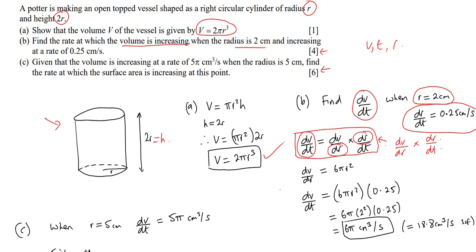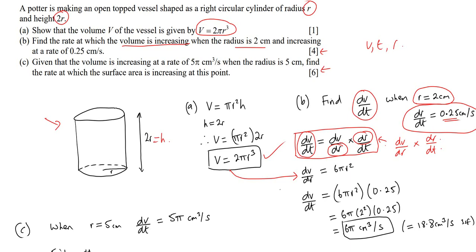Now we need to find dv by dr. Well, we've got v, you've got this expression here, and from this expression we can find dv by dr. We differentiate it with respect to r. Okay, but we know that r is 2, so we can put that in in a minute, but also we know what dr by dt is. They've told us what it is. It's 0.25, so we can substitute it into there.